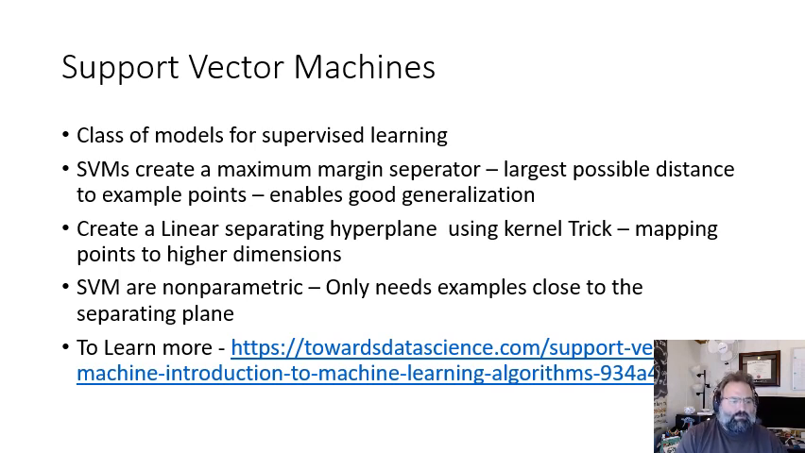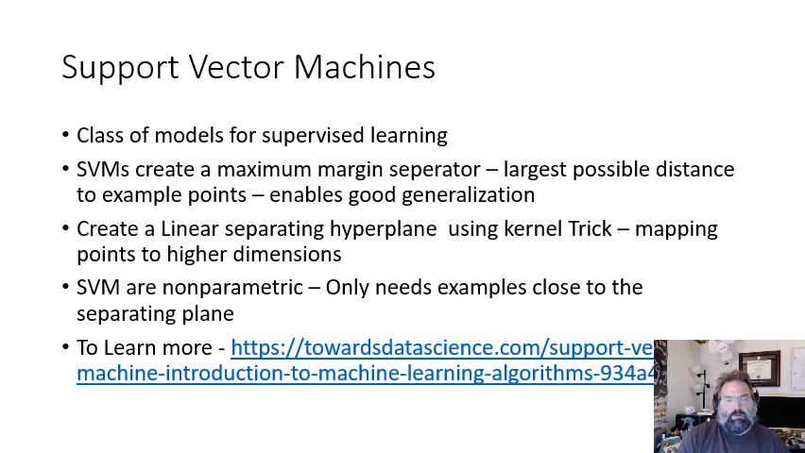Support vector machines is a class of models for supervised learning. They were really popular, but the deep neural networks kind of took their spot as the golden child. They have some characteristics that are pretty cool. They create a maximum margin separator, the largest possible distance between the example points, and enable good generalization, which means that it can handle things it hasn't seen before very well.